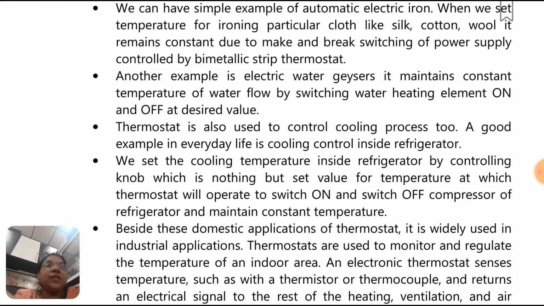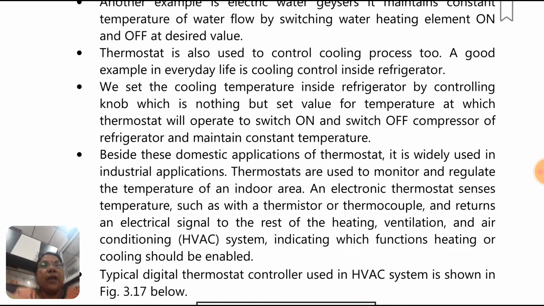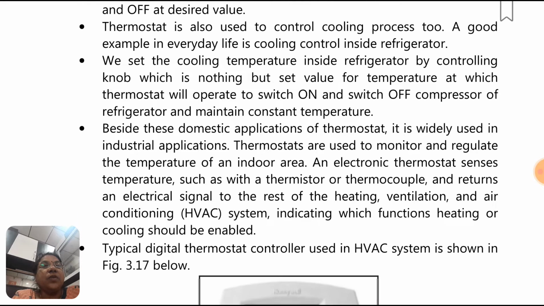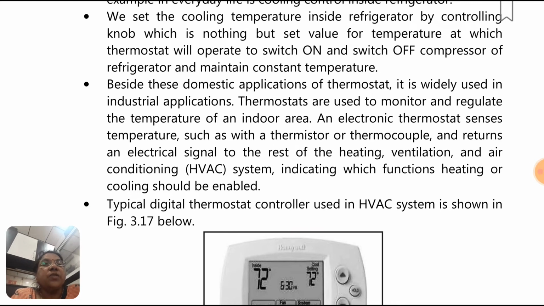Another example is electric water geysers. It maintains a constant temperature of water flow by switching the water heating element on and off at the desired value. A thermostat is also used to control the cooling process. A good example in everyday life is the cooling control inside a refrigerator. We set the cooling temperature inside the refrigerator by a control knob, which is nothing but the set value or temperature at which the thermostat will operate to switch on and switch off the compressor of the refrigerator and maintain constant temperature.